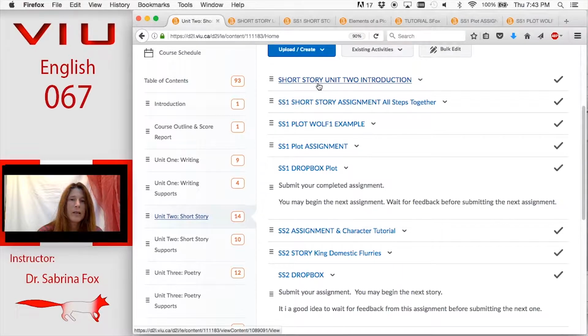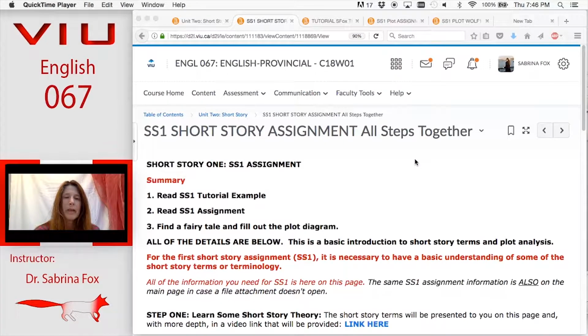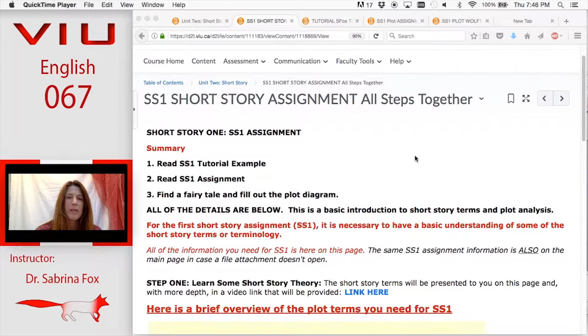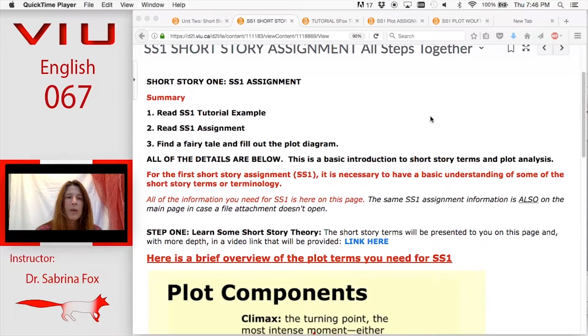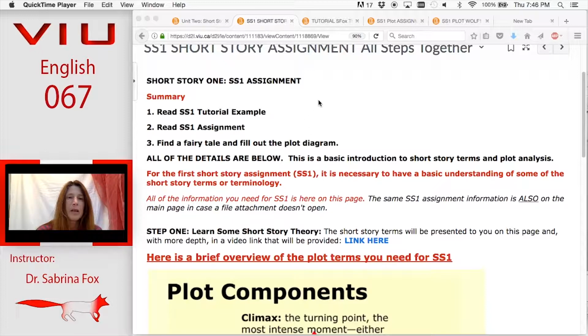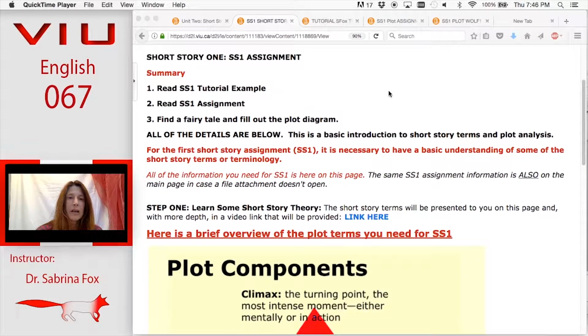So that was our first look. Now we're going to look at the whole SS1 assignment together. So I put all of the stuff for short story 1 on one document for you to look at here, so it might make it easier for you. It's actually a pretty simple assignment. You have to do the tutorials here, and then you read the assignment.